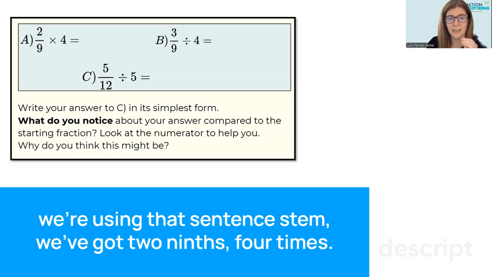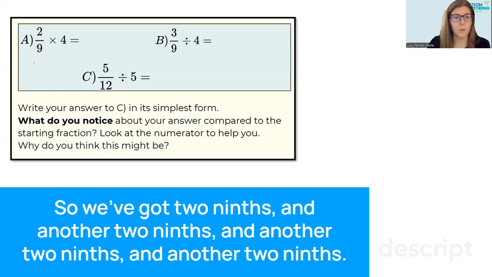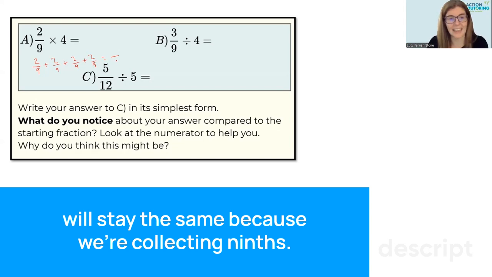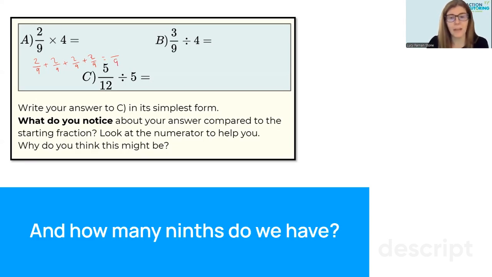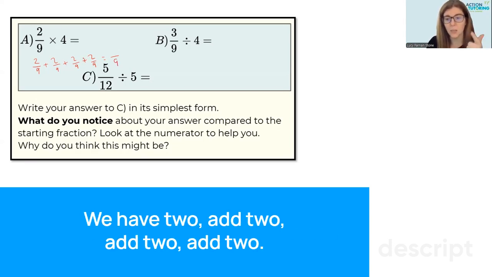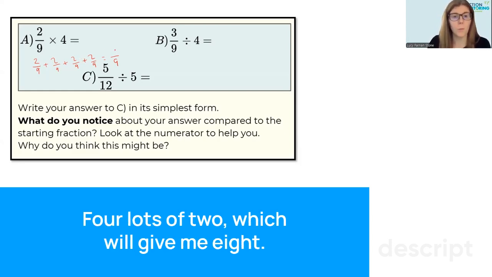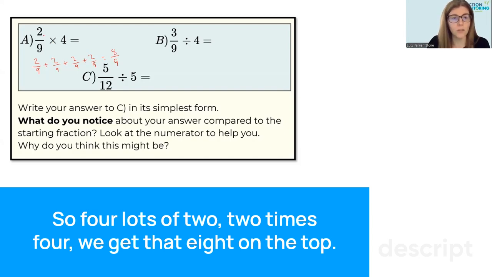we're using that sentence stem. We've got 2/9 4 times. So we've got 2/9 and another 2/9 and another 2/9 and another 2/9. And we know when we're adding fractions, the denominator will stay the same because we're collecting ninths. And how many ninths do we have? We have 2, add 2, add 2, add 2. That's 4 lots of 2, which will give me 8. So that 4 lots of 2, 2 times 4, we get that 8 on the top.